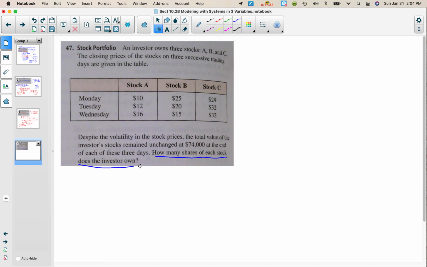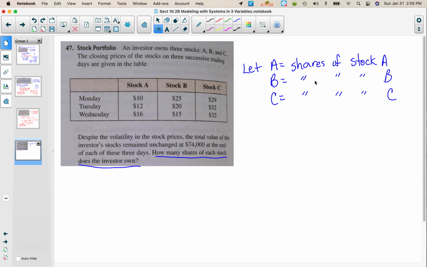Okay, so this helps me find my variables. I know I'm not talking about Monday, Tuesday, Wednesday as the variables, but it's stock A, stock B, stock C. So I'm going to let A equal the shares of stock A, B is the shares of stock B, and C is the shares of stock C. And you shouldn't just say let A equal stock A because it's specifically the number of shares of stock A. So be careful on that.